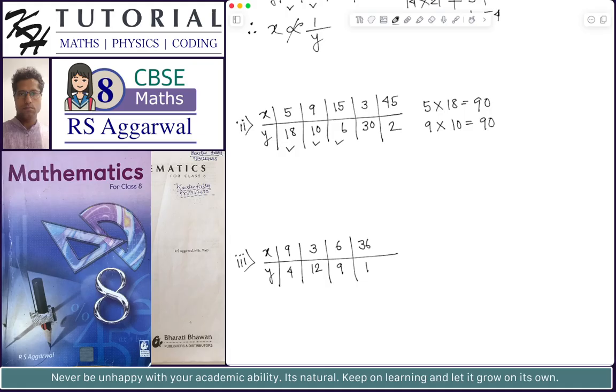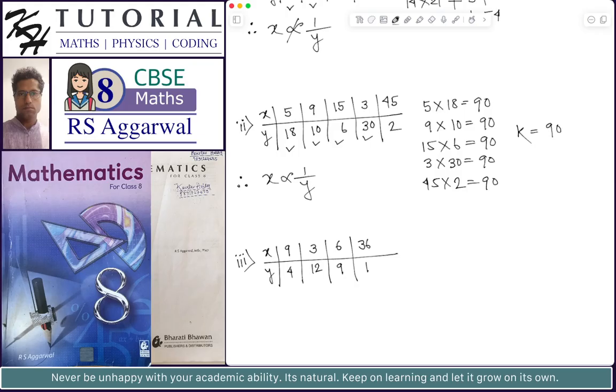For these corresponding values, we need to check whether 15 into 6 is also 90. 3 multiplied by 30 is also equal to 90, and of course 45 multiplied by 2 is 90. So definitely we can say that x varies inversely with y, and we can also say that the constant of variation is equal to 90.